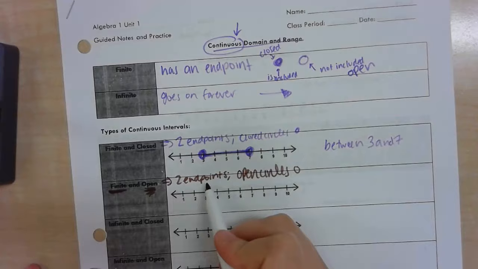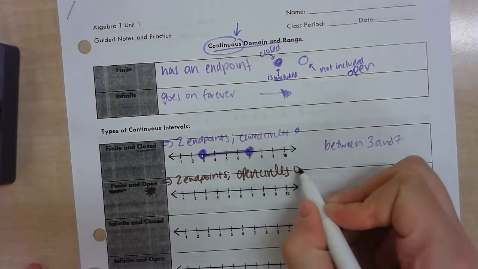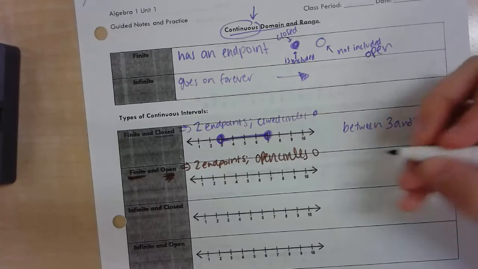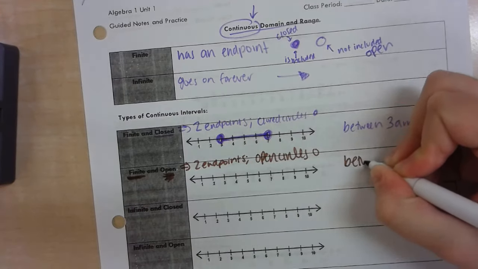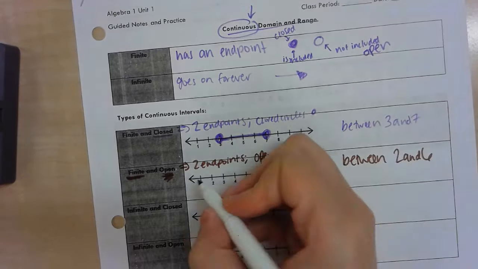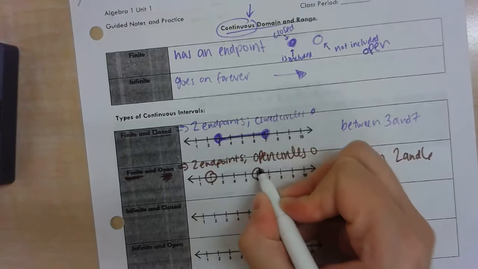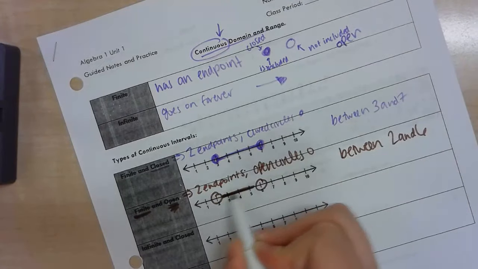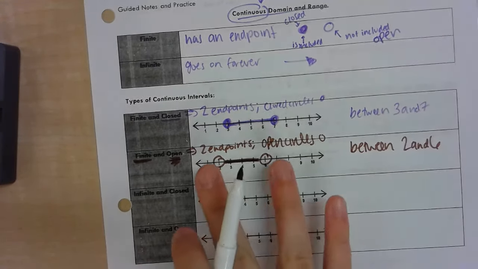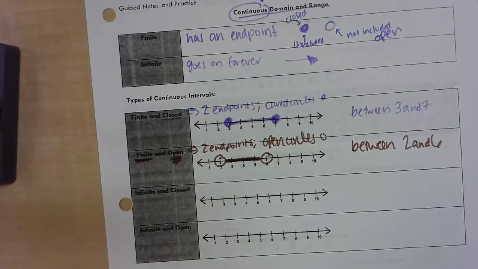So back to finite and open. Finite means that there's going to be two endpoints. Open means I'm going to have open circles. So if I wanted to say the interval of all numbers between 2 and 6, I would want to have an open circle on 2, an open circle on 6, and I would want to fill in all of those together. So open circles between 2 and 6.